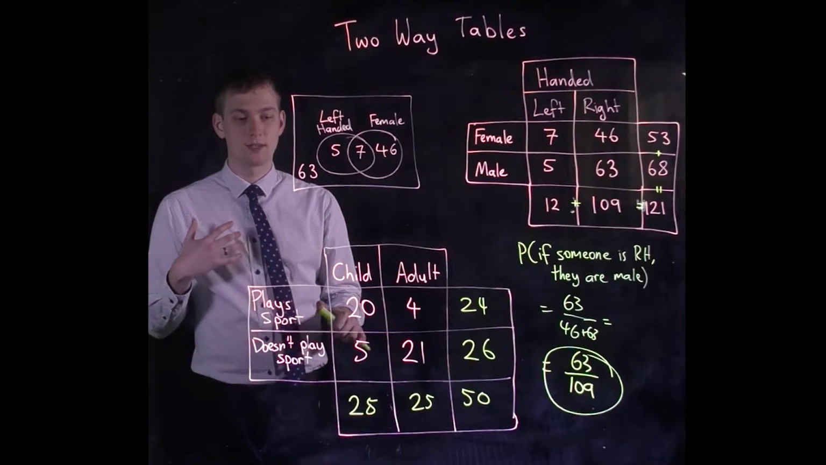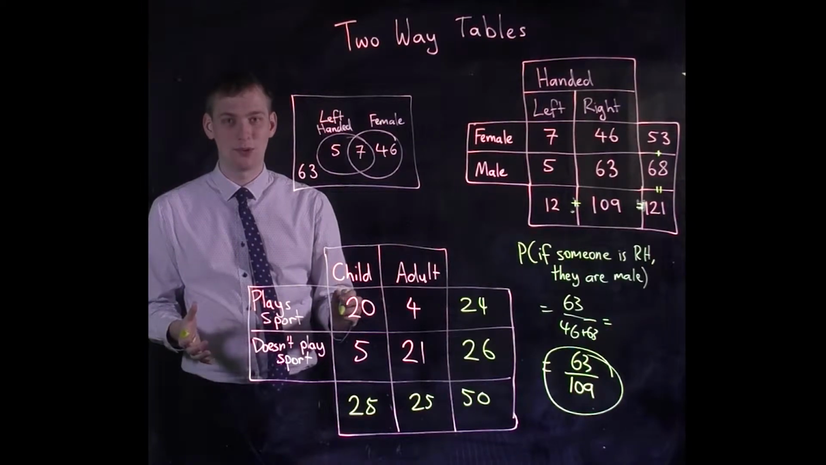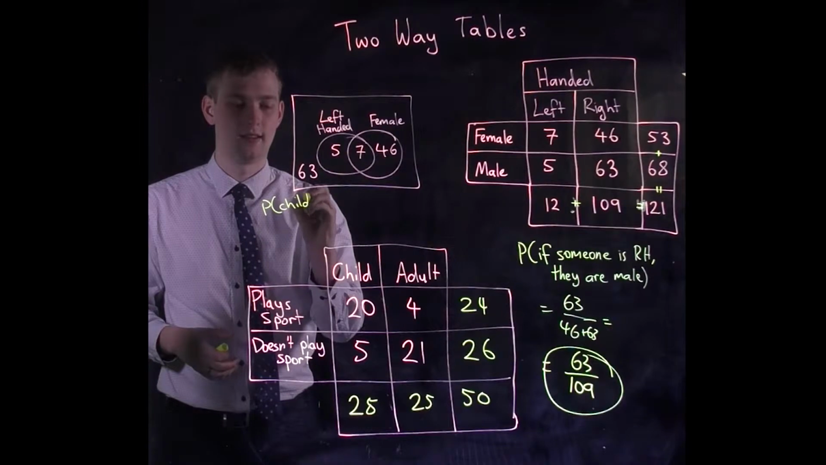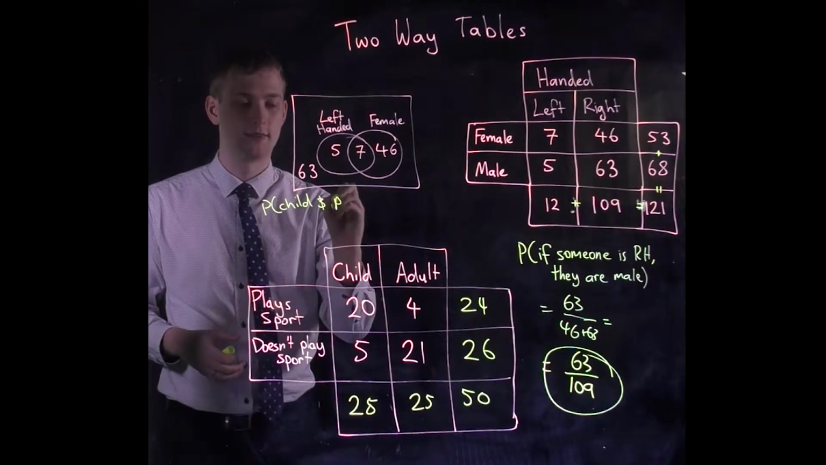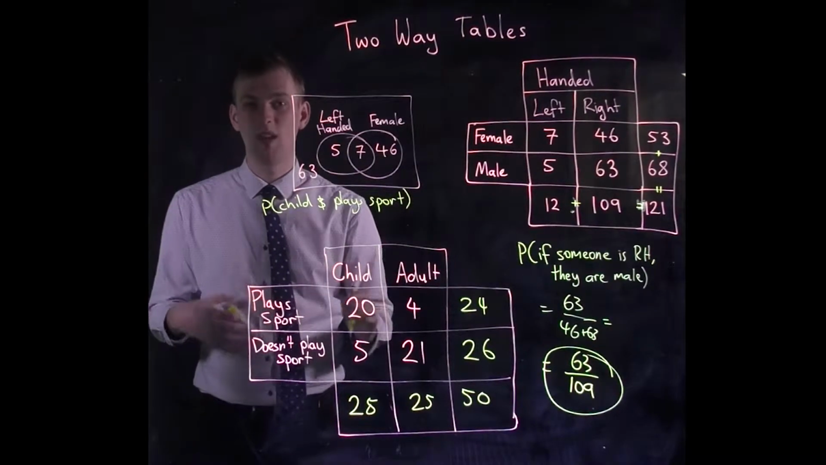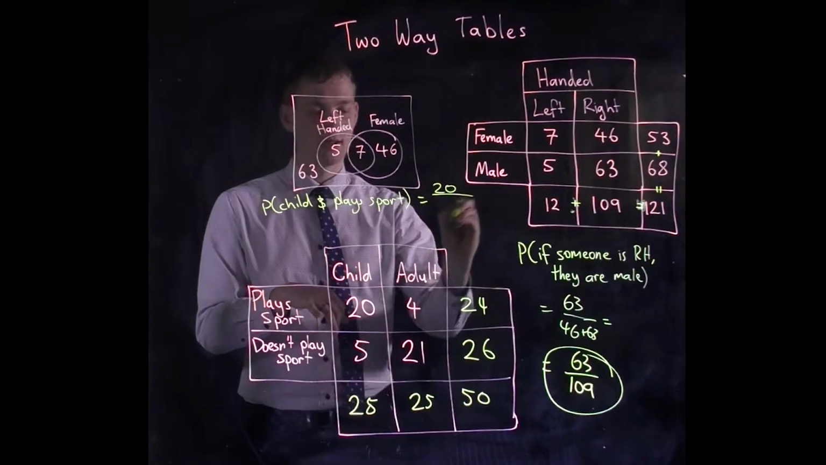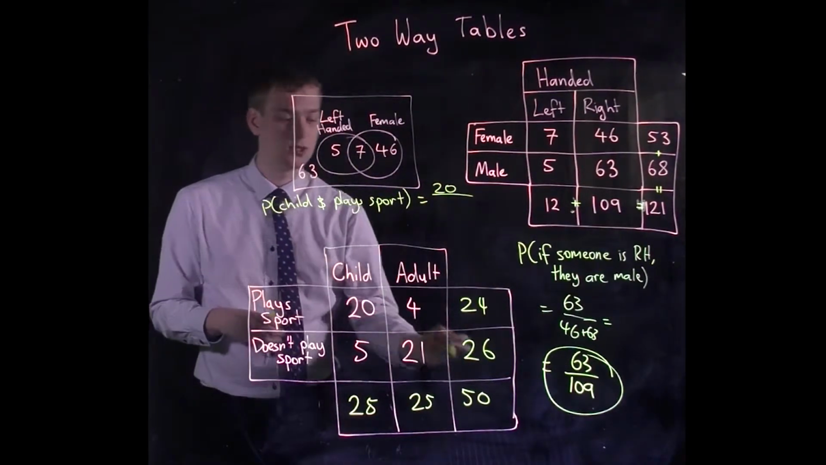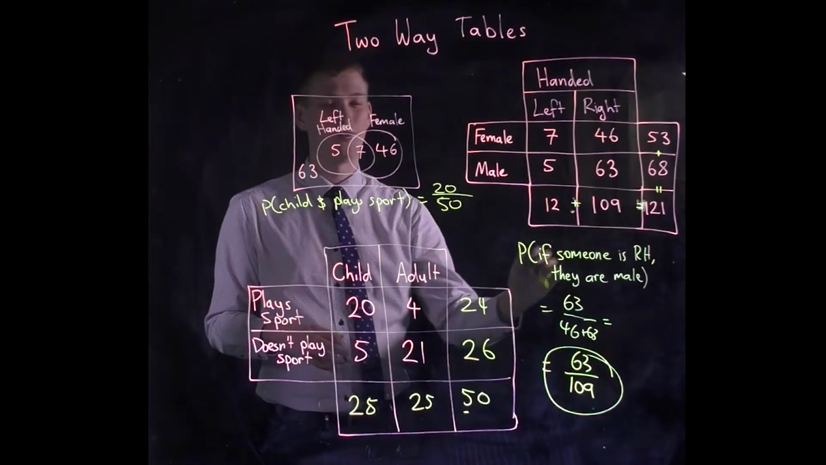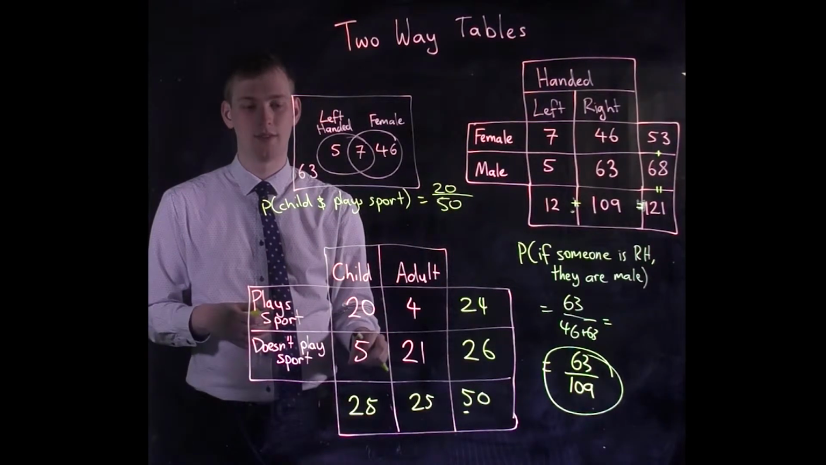If we were finding what's the probability that one of these people chosen randomly is a child and plays sport, so P of child and plays sport, we can just quickly look at it. We see child that plays sport, there's 20 favorable outcomes over a total of, this number is our total, 50. So we don't have the situation here where if there's something, then we do this. We just go for our 20 over 50.